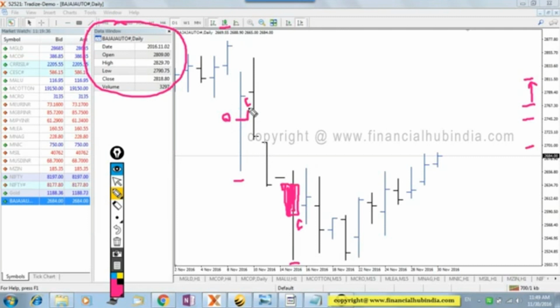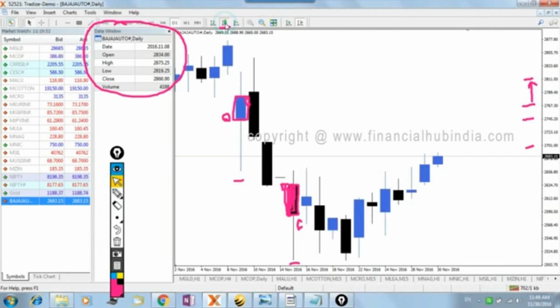And here also, with the opening and closing, we make a box and we make it green, blue, or any good sign. That's the only difference. Then it becomes a candle. Rest of the things remain the same. So if I change it into candles, look at this. What do you see here? There is a blue box and there is a black box. That's it. Easy.